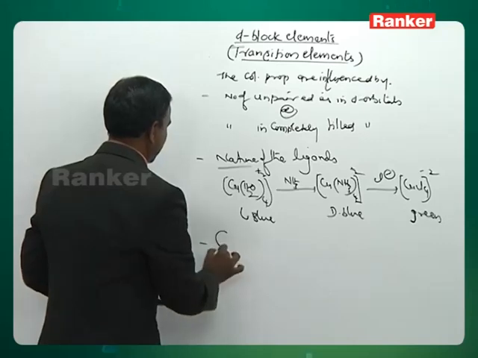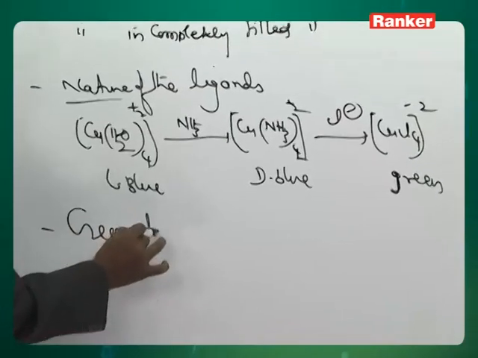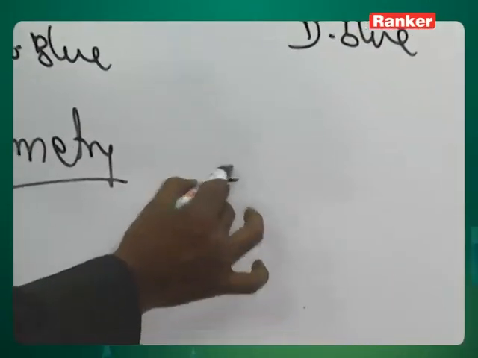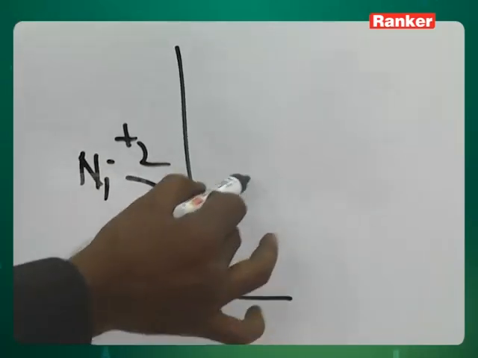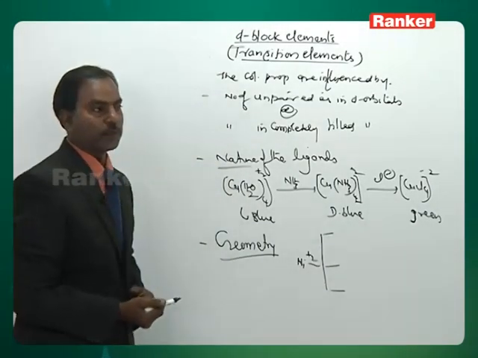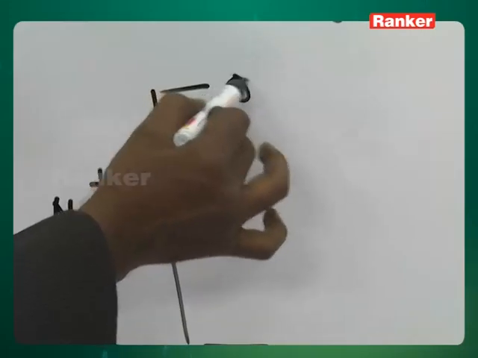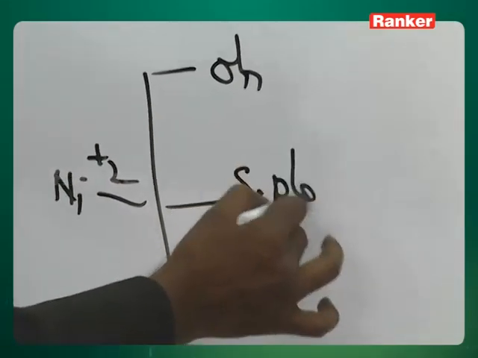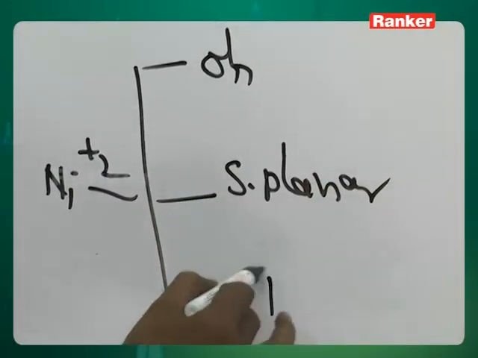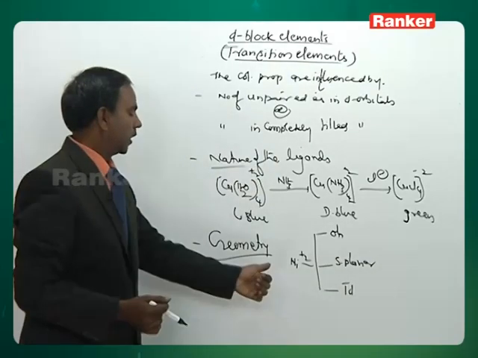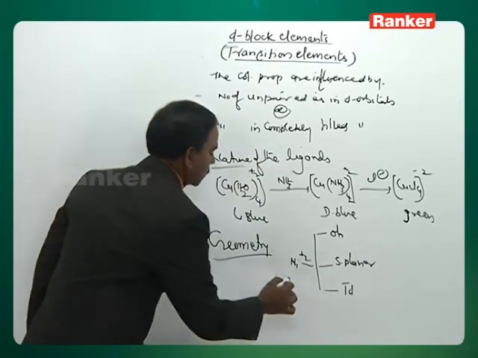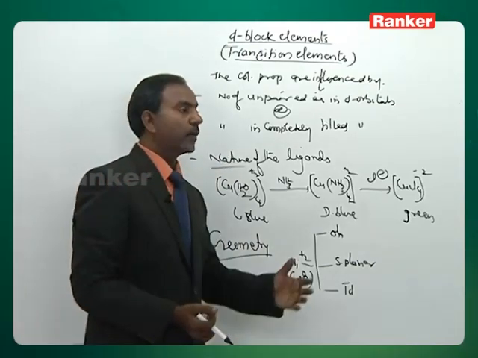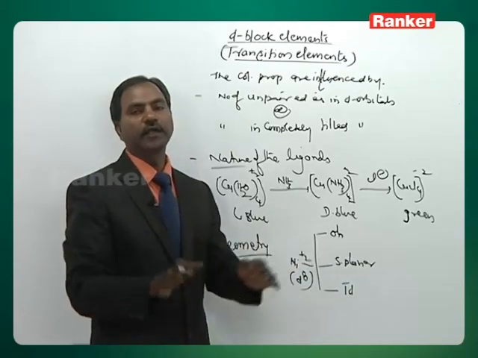Coming to the next one, geometry. The color property is also influenced by geometry. Consider simply a nickel plus 2 ion. Remember, nickel plus 2 ion can form 3 types of complexes. It may be an octahedral complex, a square planar complex, or a tetrahedral complex. Nickel plus 2 is d8 only, d8 electronic configuration. In nickel plus 2 d8, it is forming 3 complexes having 3 different geometries.